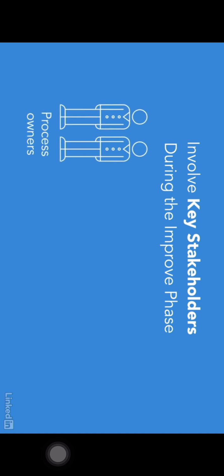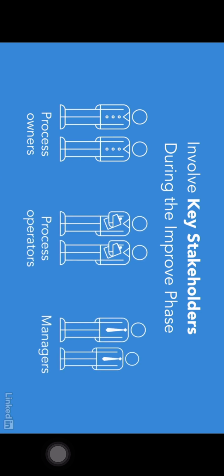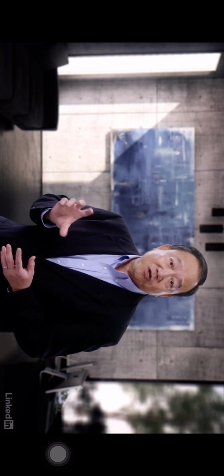And let's not forget the organizational side. On a change management note, it's critical that key stakeholders are involved and engaged during the improve phase. Key stakeholders include process owners, process operators, managers, and others who are impacted by the problem. Their input and buy-in are very critical during this phase and throughout the project. The improve phase allows you to design solutions so process performance can be proactively controlled and optimized.